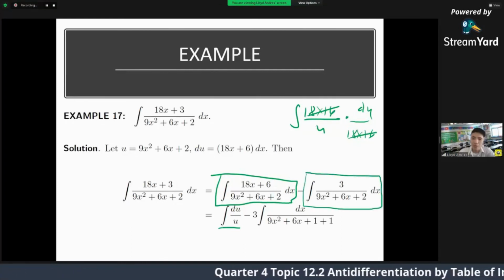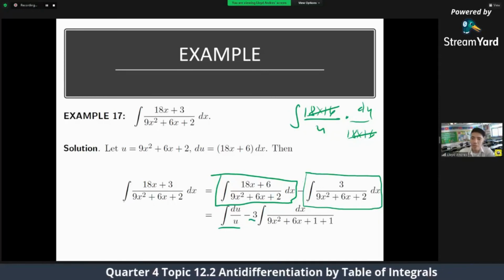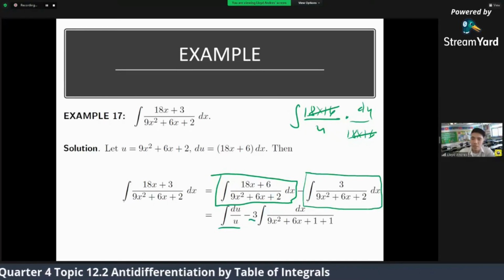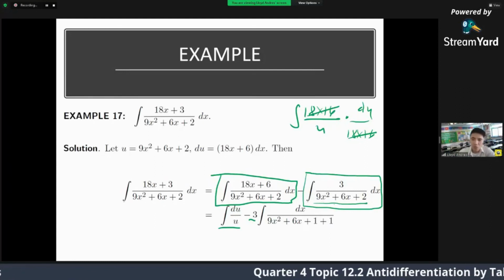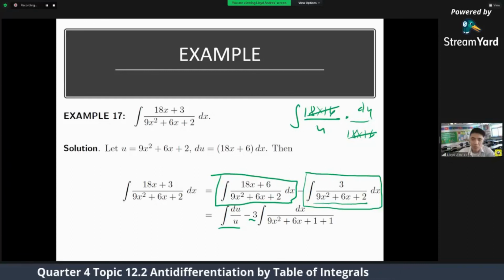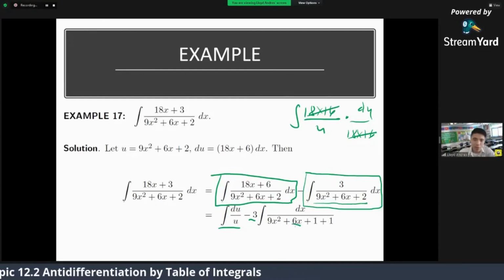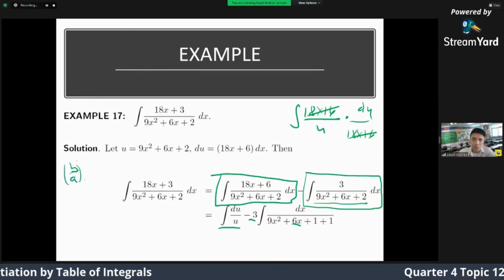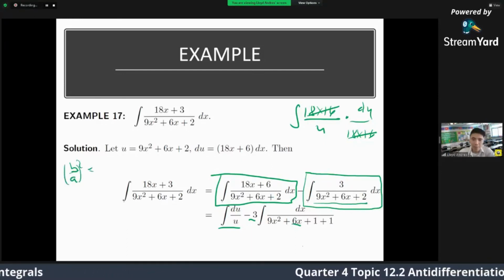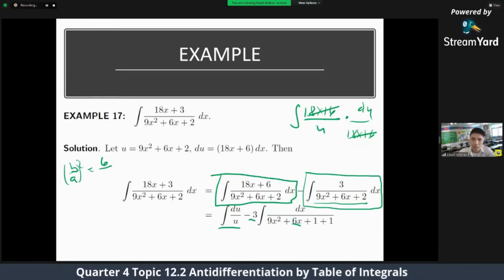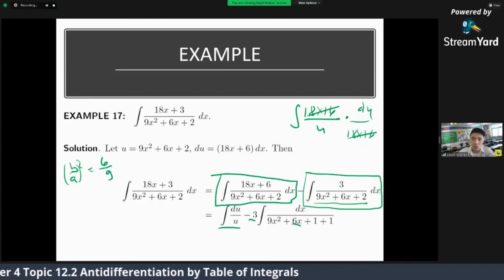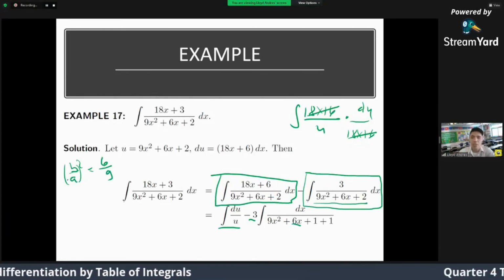For the other part, he factors out 3, then applies completing the square here. So that is how he completes the square. Completing the square means the b here is b over 2a. So b is 6, a is 9. I mean, b over 2, no, b over 2a.